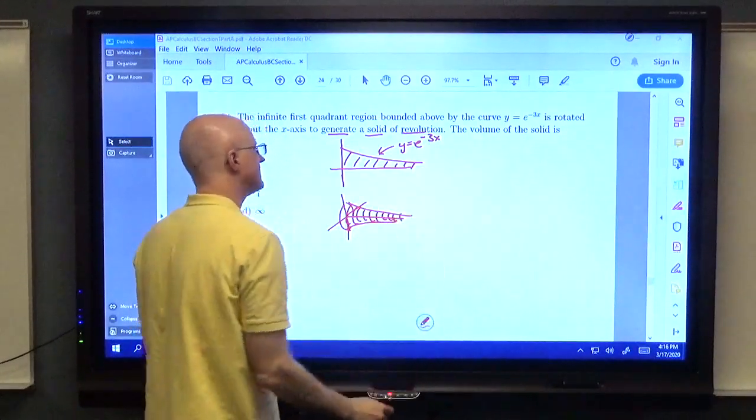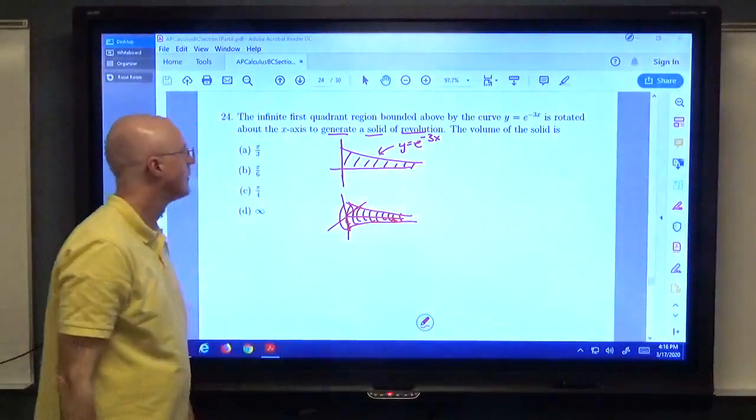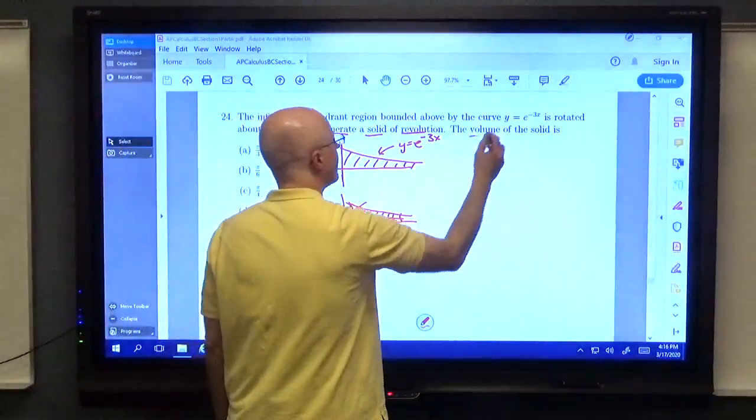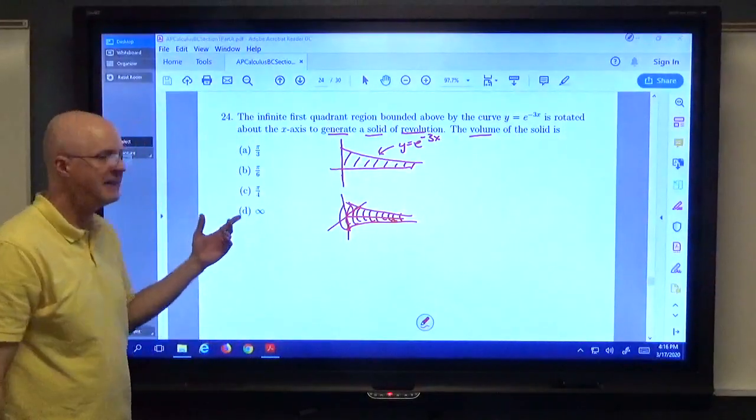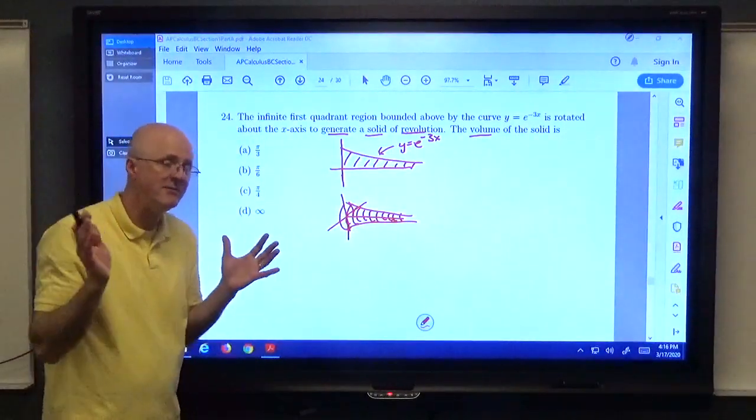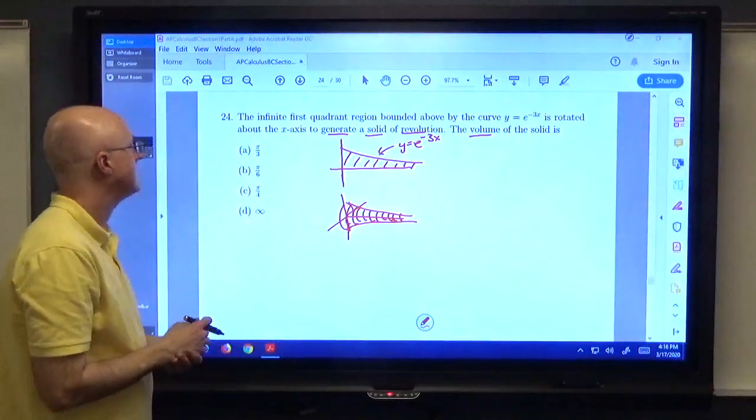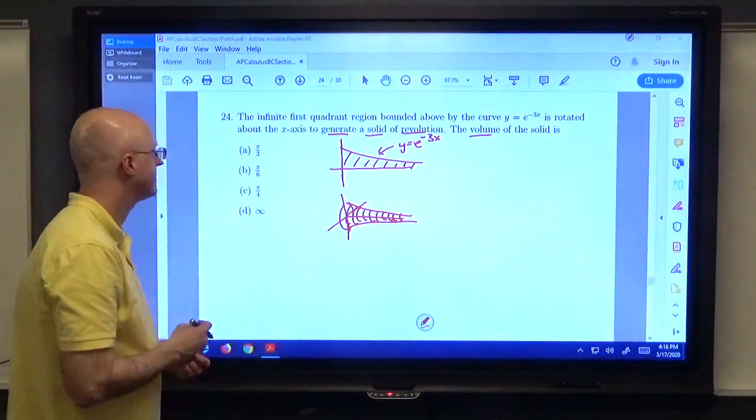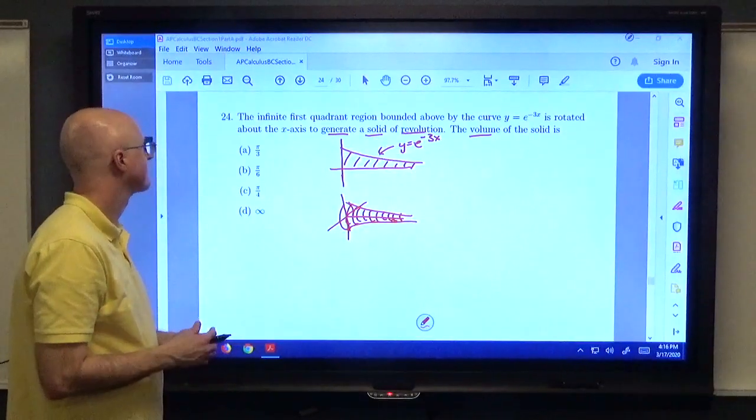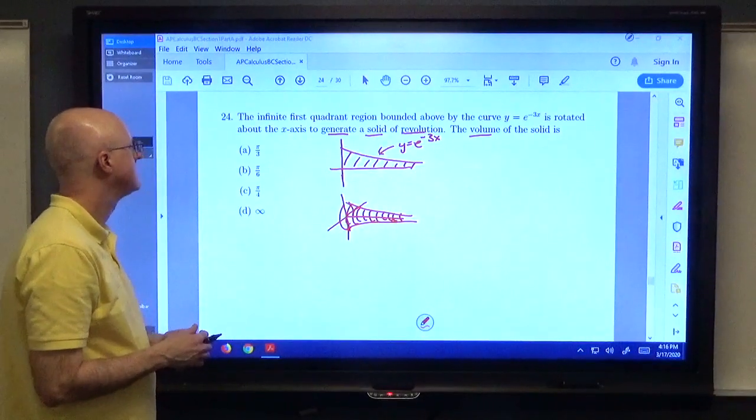Like that. That goes on forever. What's its volume? You might think initially the volume would have to be infinite since it goes on forever, but no, it could be finite. It's like any kind of improper integral type of thing. The answer could be finite if the corresponding limit exists, and it is in this case.